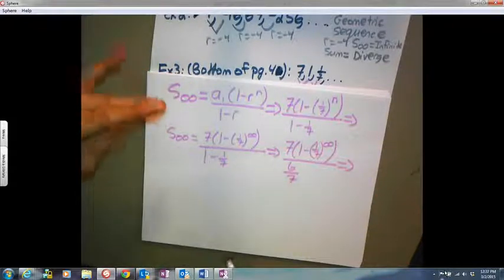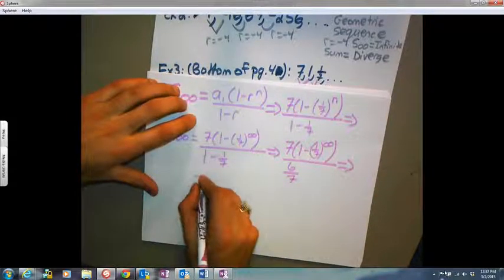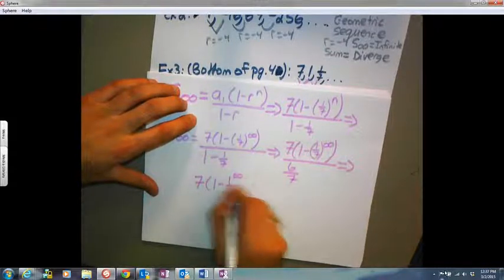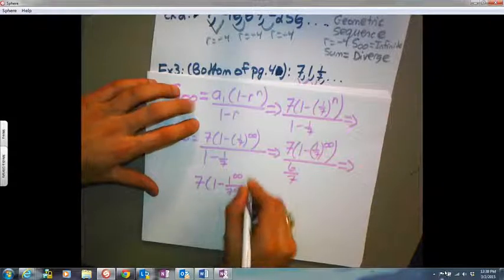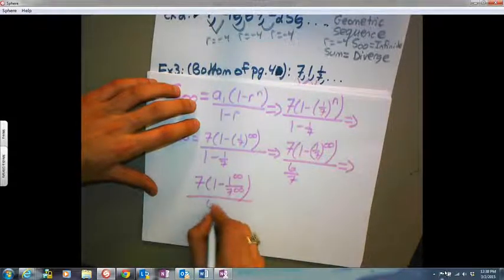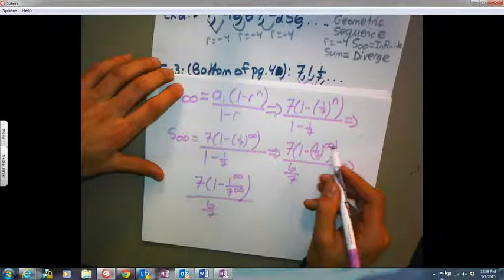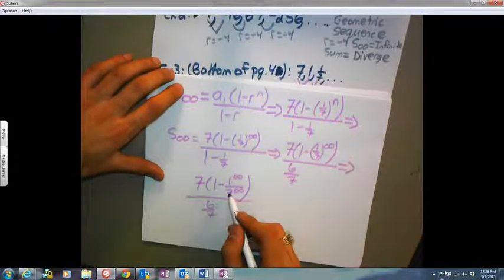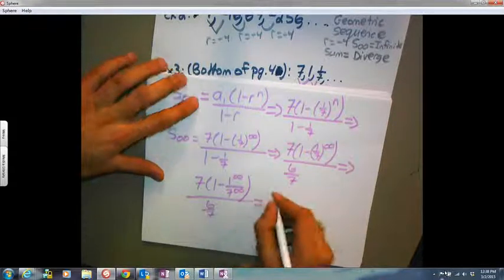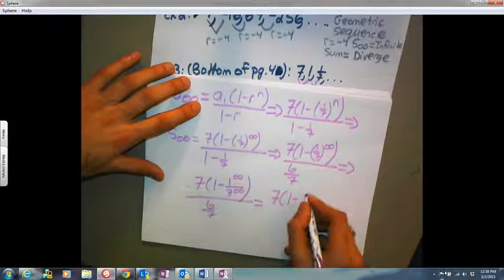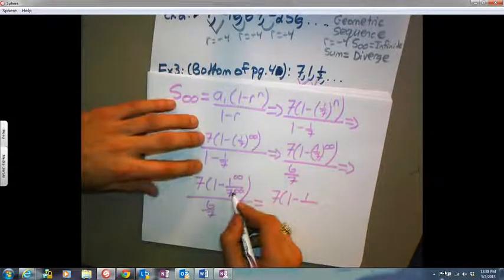Now on top, and this is where people will perhaps lose what I'm doing here. If you lose me on this step, please ask. I just split the fraction. You have a fraction to a power, so you can split that. It's numerator to the power divided by denominator to the power. One to the infinity power, of course, is just 1. 7 to the infinity power is infinity.